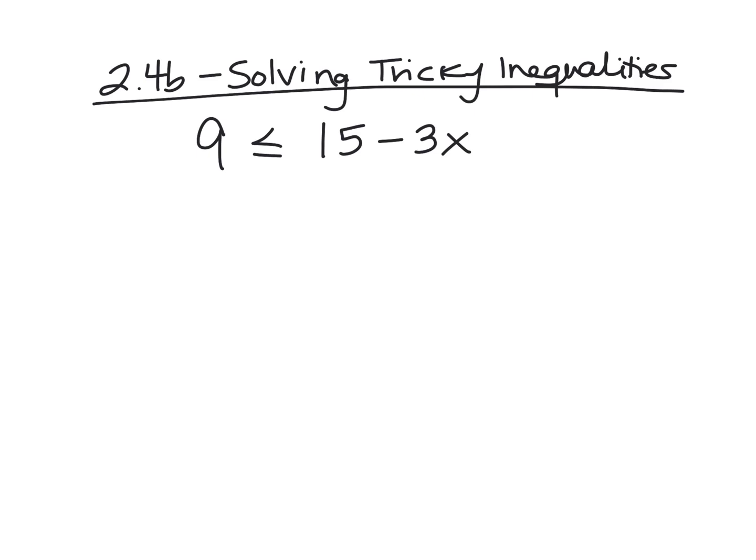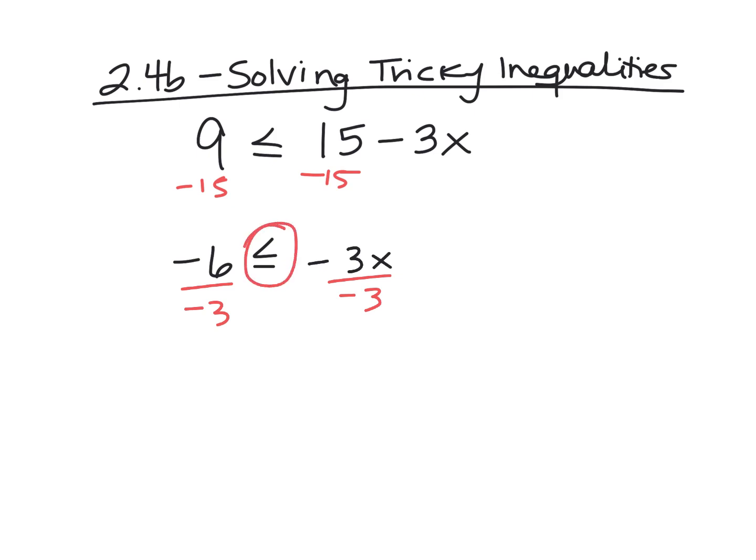If I'm trying to solve for x, the first thing I'm going to do is subtract 15 from both sides. When I do that, that's going to give me negative 6 is less than or equal to negative 3x. All right, now I'm going to need to divide by negative 3. Remember, when you do that, because you're dividing by a negative, this symbol is going to turn around. I think I told some of you yesterday that I like to circle this so that you can see that.